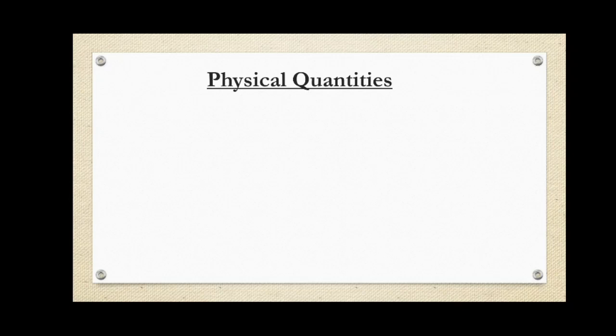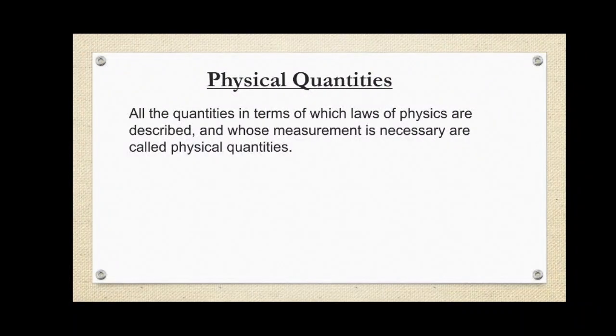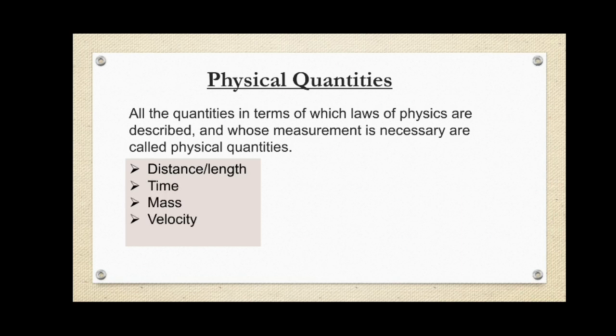Next subtopic is physical quantities. All the quantities in terms of which laws of physics are described and whose measurement is necessary are called physical quantities. The examples are length or a distance, time, mass, velocity, force and so on. All are physical quantities.